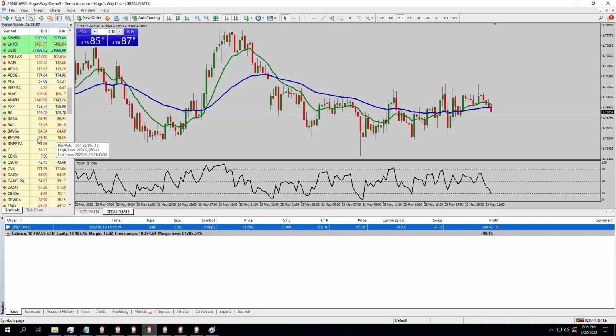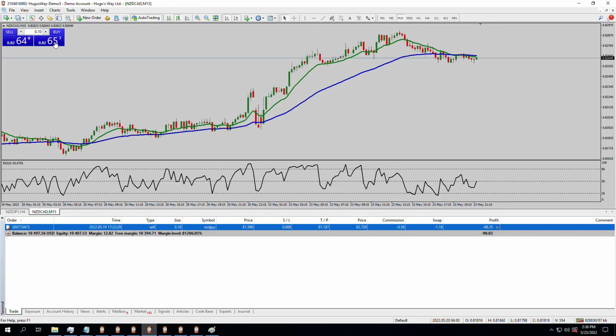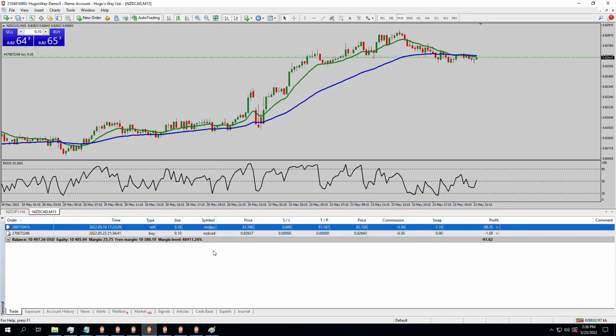Let's pull up NZD CAD. The random trade today is going to be buy. I'm at 0.1 lot size. Buy is clicked, and we are in an NZD CAD buy trade.